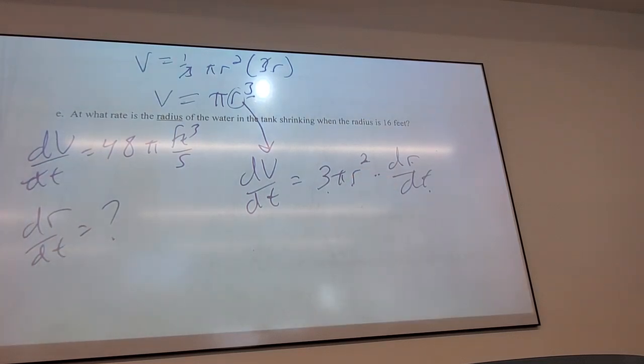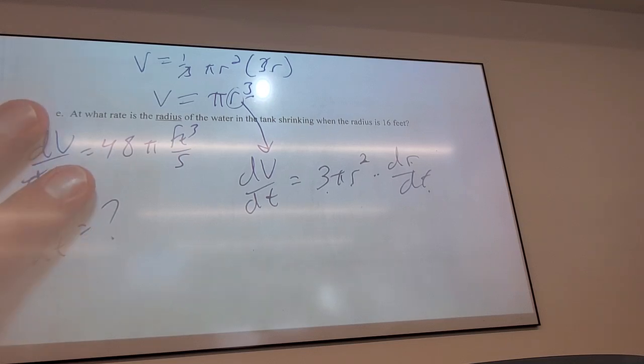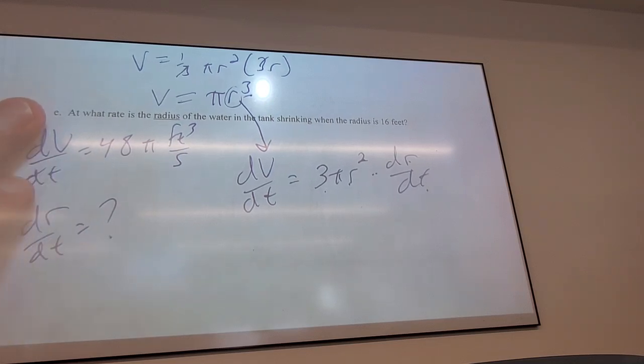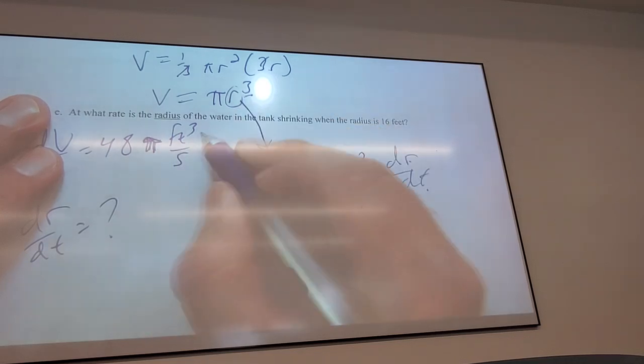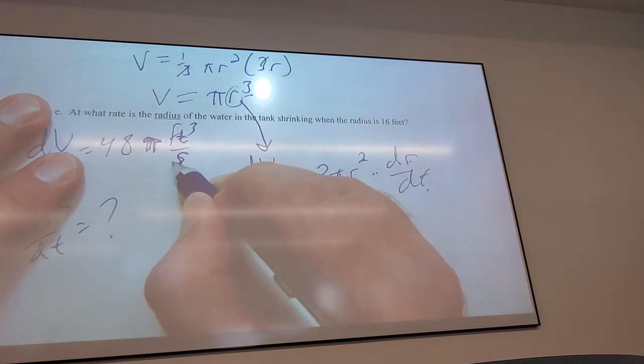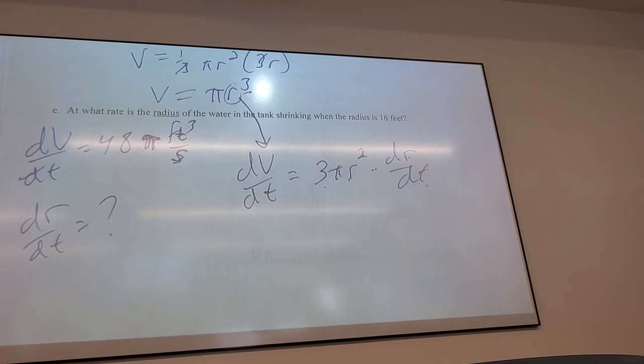So just try and write what you said there. Yeah, trying to write it well. All right, I'm caught up. Is that an s under feet cubed? 48 pi feet cubed per second. Yeah, 48 pi feet cubed per second.